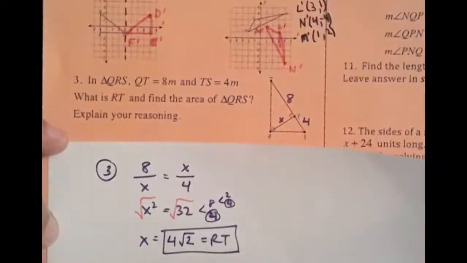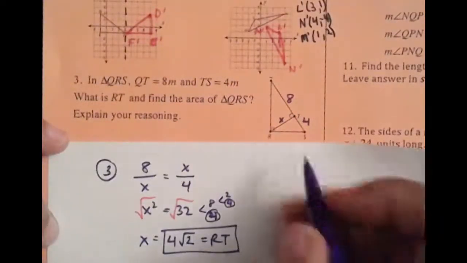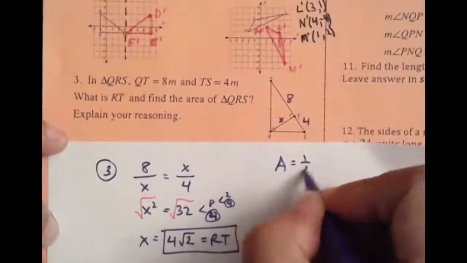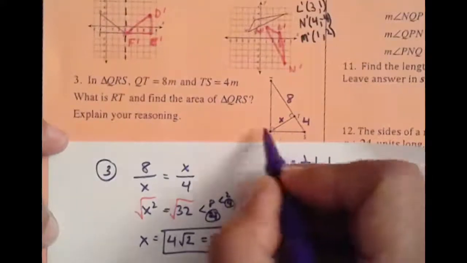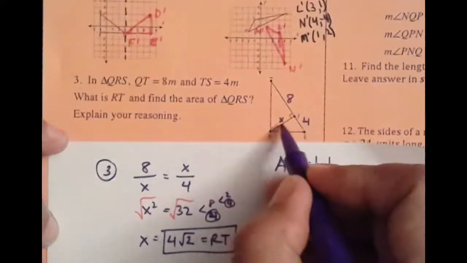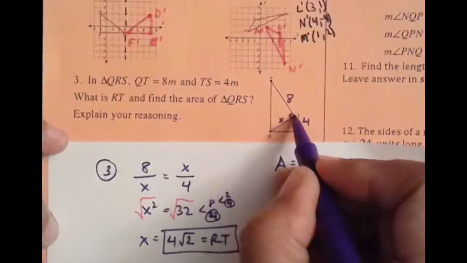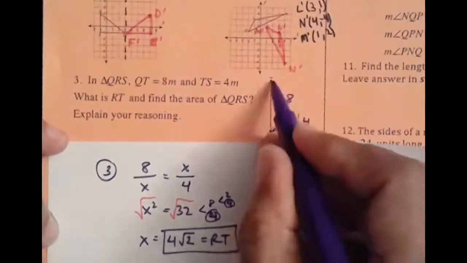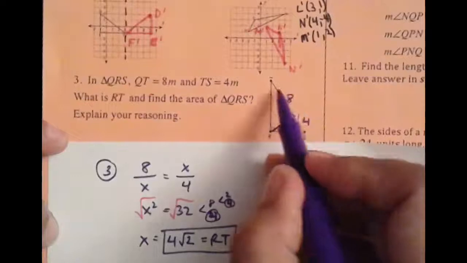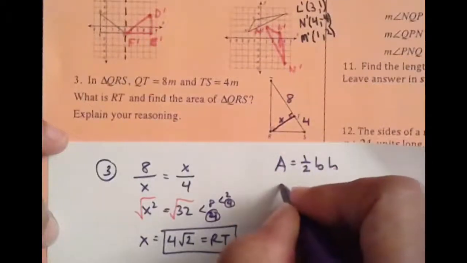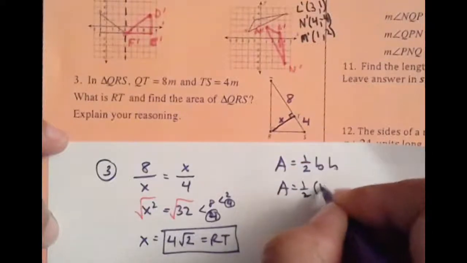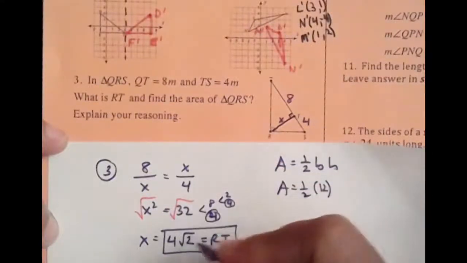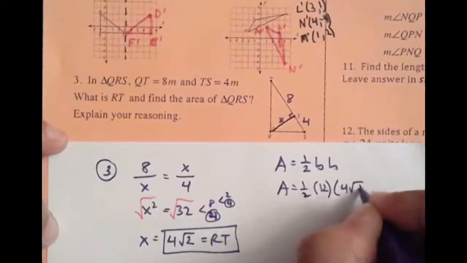All right, and then to find the area of this triangle. The area of a triangle is 1/2 base times height. Now, most of the time you think base is here and height is here. But since I already have an altitude this way with the 90 degrees, this is my height, and this is my full base. The full base is 8 plus 4, which makes 12. So the area is 1/2 the base, 12, times the height, which is X, and we found X to be 4 root 2.